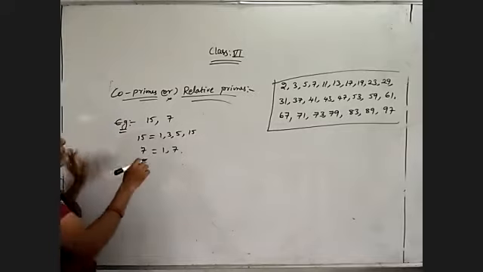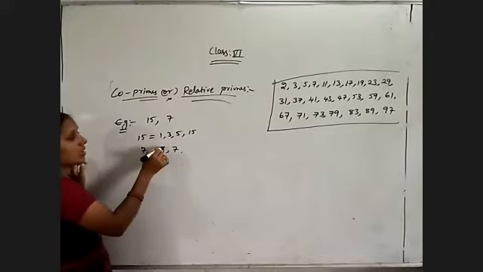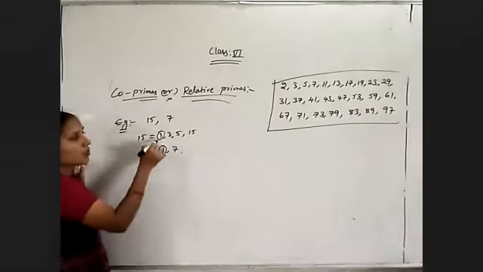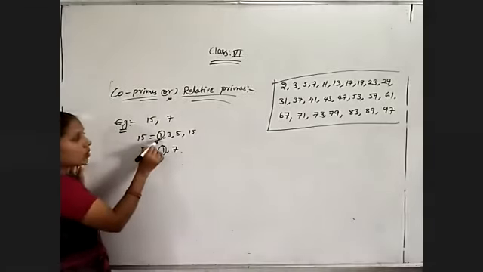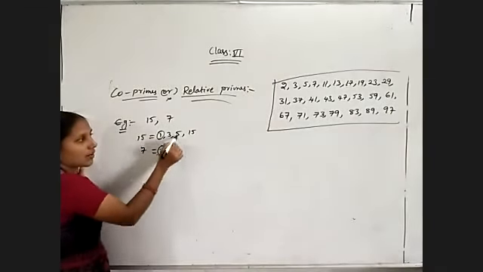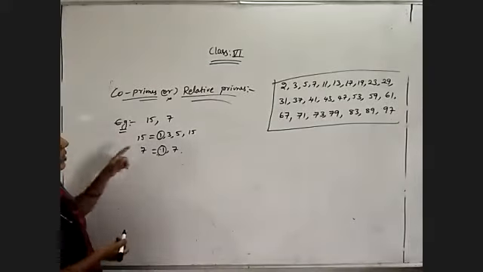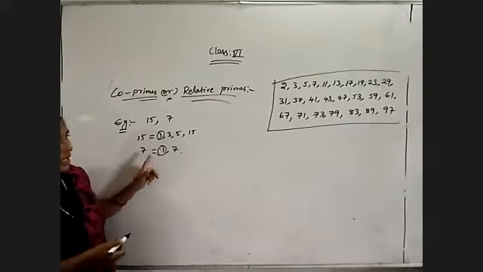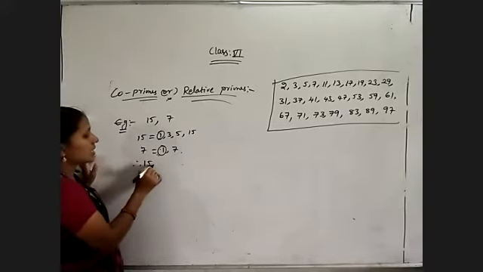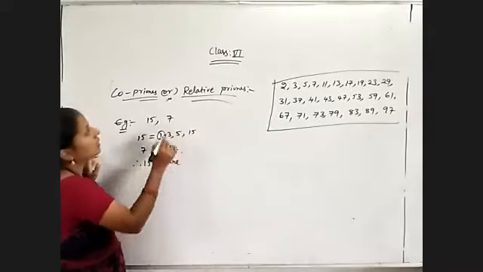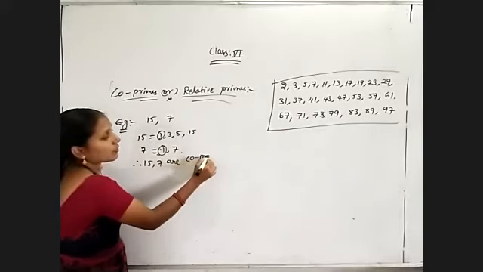Now, how many common factors are there? Only one is common for both the numbers. 3 is not there, 5 is not there, 15 is not there, 7 is not there here. So that's all. Only one we are getting as a common factor. Therefore, 15 and 7 are co-primes or relative primes.